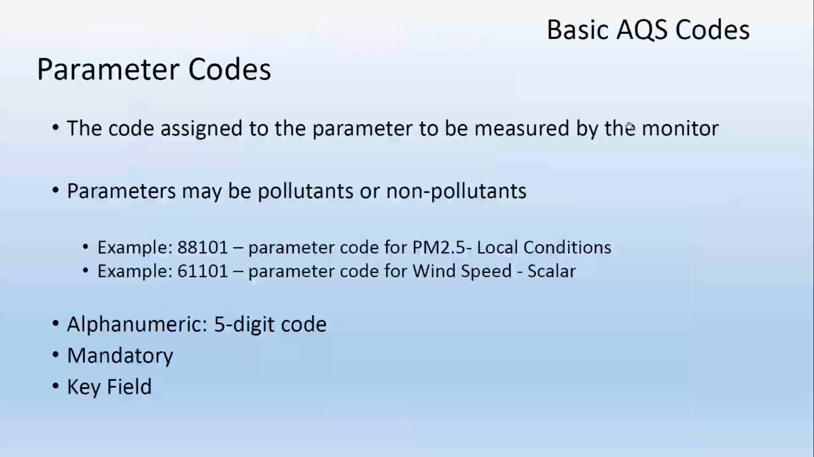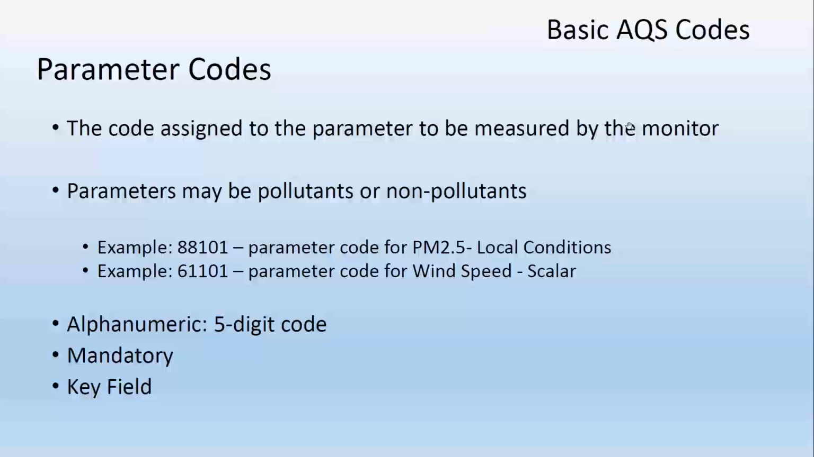All right, moving on to AQS parameter codes. This refers to the code assigned to the parameter to be measured by the monitor. And thanks, Chris, for clarifying monitors and samplers and monitors being a specific parameter being reported. That was confusing at first for me as well.